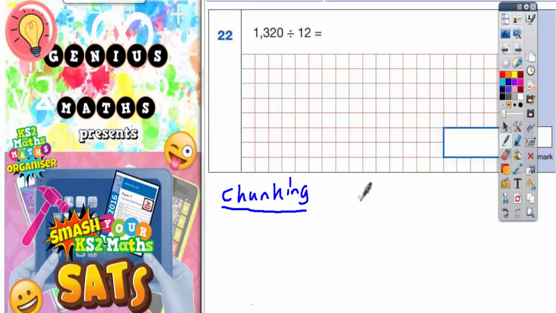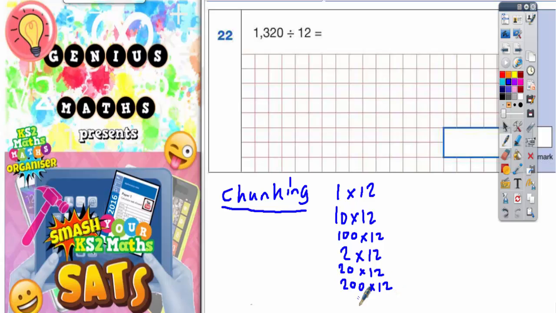So the question is, what are easy chunks? Well, we want one lot of 12, 10 lots of 12, 100 lots of 12, 2 lots of 12, 20 lots of 12, 200 lots of 12, and 5 lots of 12. Now let's see what sort of chunks these give us. So let's just put some equal signs in there. Now you can do any chunking method using these same chunks. 1 lot, 10 lots, 100 lots, 2 lots, 20 lots, 200 lots, and 5 lots. And you can work these out.